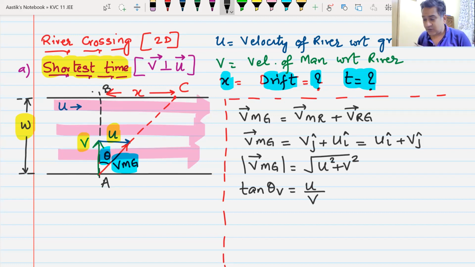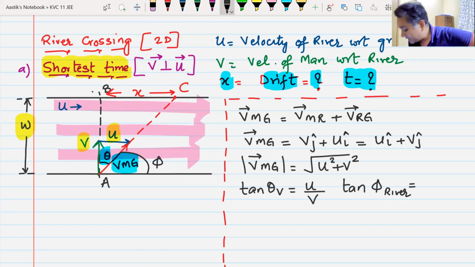Now, sometimes instead of asking you this angle, they will ask you the angle that he makes with the river flow. Let me not call it theta, let me call it phi. So tan of this phi with the river flow, can anyone tell me what will be the tan of this phi that it makes with the river flow?